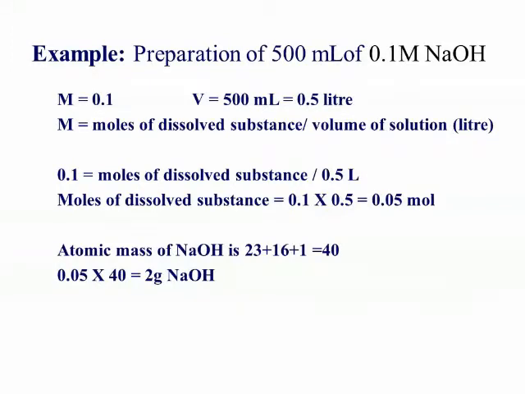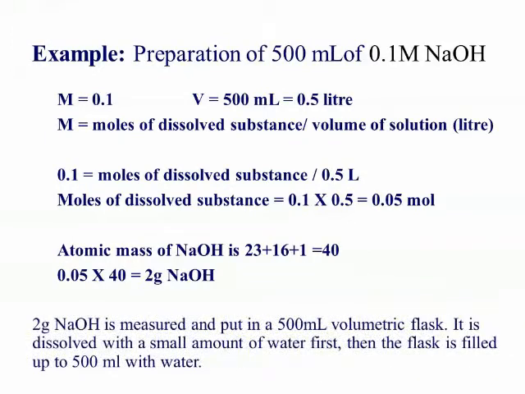And how do we calculate that? It's 23 for sodium and 16 for oxygen, 1 for hydrogen. So the total molecular weight of sodium hydroxide is 40. How many moles did we need? 0.05. So the amount of sodium hydroxide that we need to measure would be 2 grams.